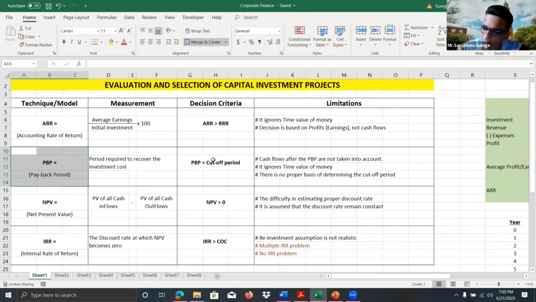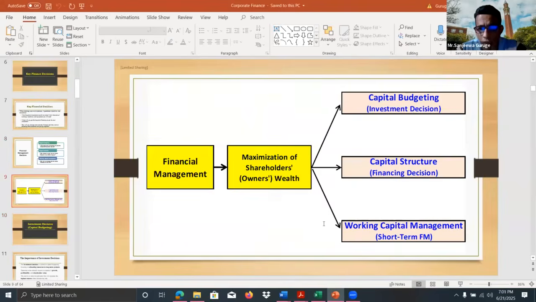And due to that, it is not a good technique when we are ranking projects. When we compare different projects, payback period is not a good technique because it indicates how long it takes to recover the investment, but it does not indicate whether the project is profitable. Because when we don't have information to identify whether the project is profitable, we can't identify whether it helps to achieve this objective.